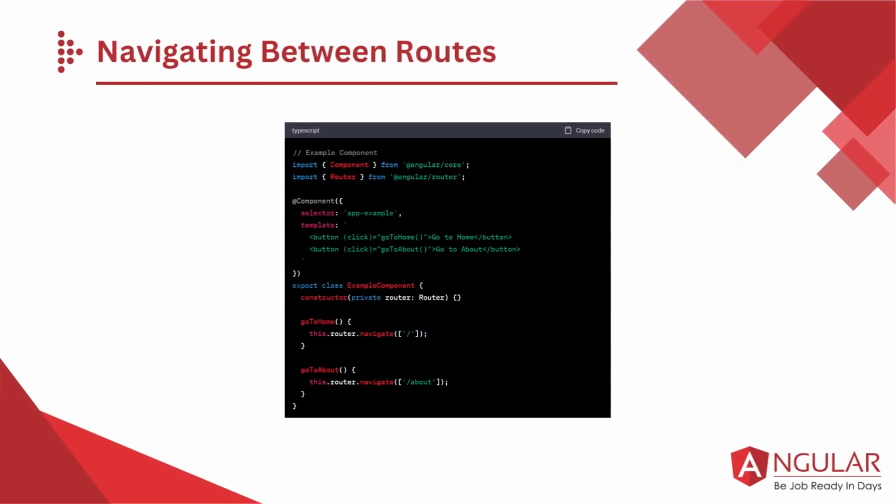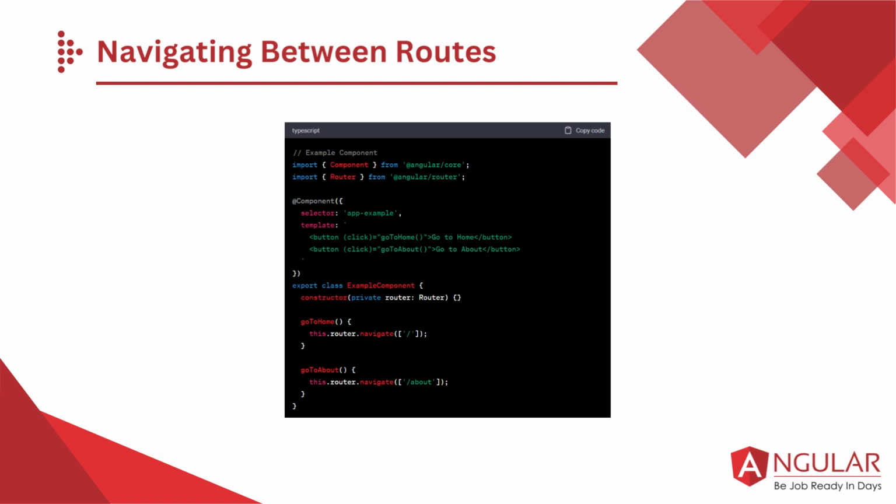4. Navigating between routes. To navigate between routes programmatically, we use the router service provided by the Angular router. We can add navigation links or buttons in our components and use the navigate method to navigate to a specific route. Summary. Implementing client-side routing in Angular enables us to create single-page applications with smooth navigation between views.